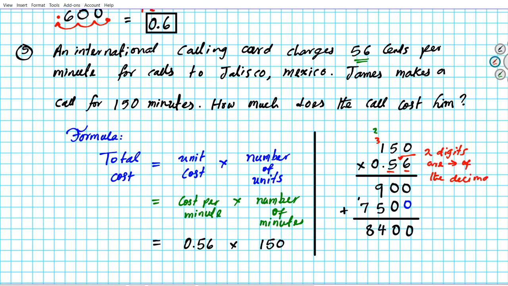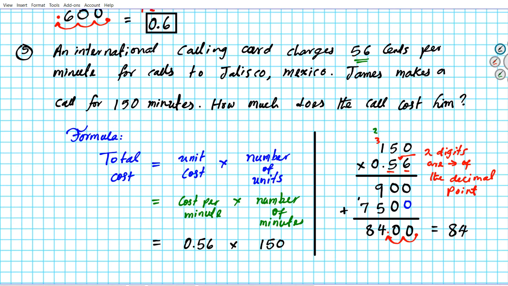So how does that affect the product? Well, that means we're going to move the decimal point in the opposite direction by that same magnitude, namely 2. So move it 2 places to the left, 1, 2, and that's the placement of your decimal point. The product is 84.